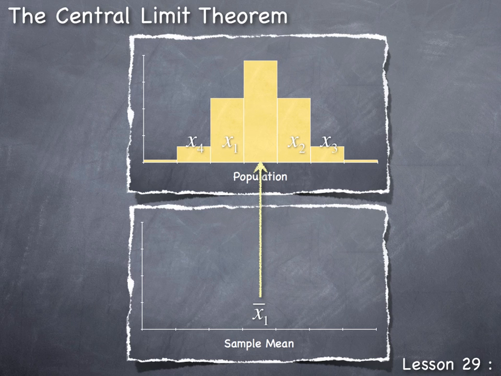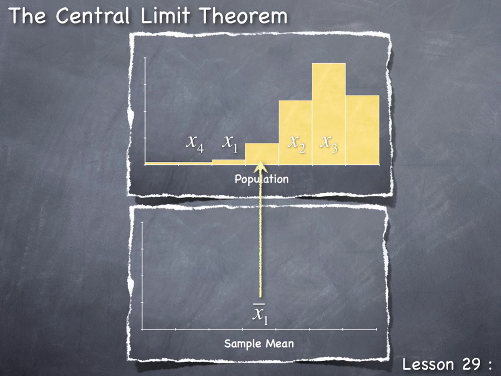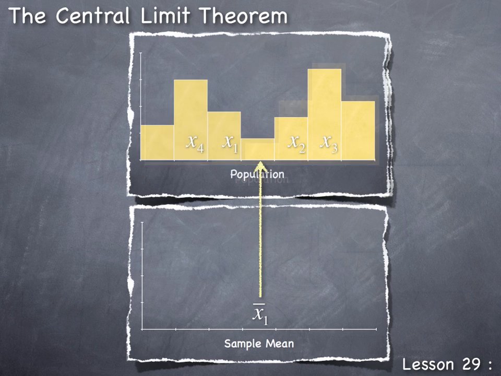Now, this is done regardless of the shape of the population. The population can be normal or bell-shaped, or it could be skewed right, or it could be skewed left, or it could be multi-bell shaped. It doesn't matter. We still take this random sample from the population and calculate the sample mean x bar. Now the results of the central limit theorem tell us how the sample mean x bar behaves.